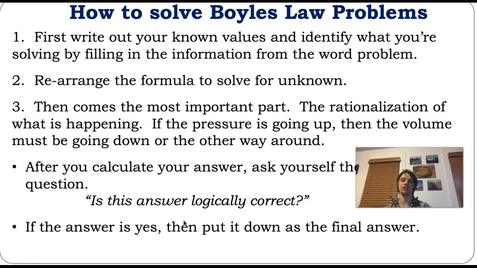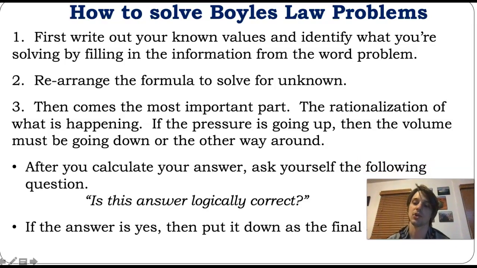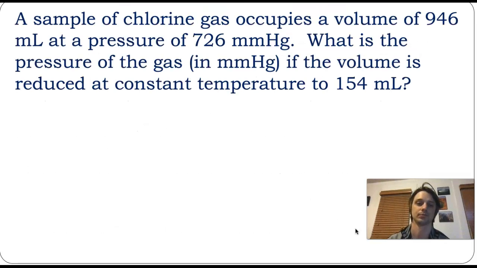Now, how do we solve these problems? I'm going to follow these basic steps. As I'm reading through these problems, I like to underline or write down the variables that I know. That allows me to identify what I don't know and then rearrange the formula properly. Always ask yourself, is it logical? If the pressure went up, the volume should have gone down, or if the volume went up, the pressure should have gone down. Always ask yourself, is it logical?